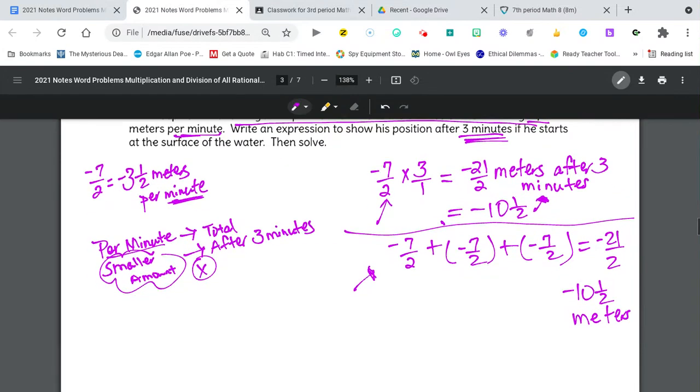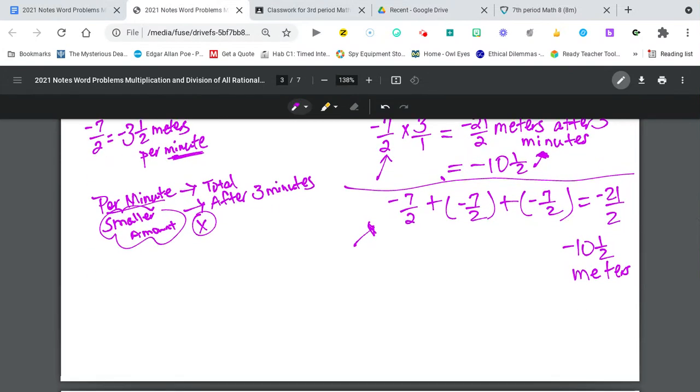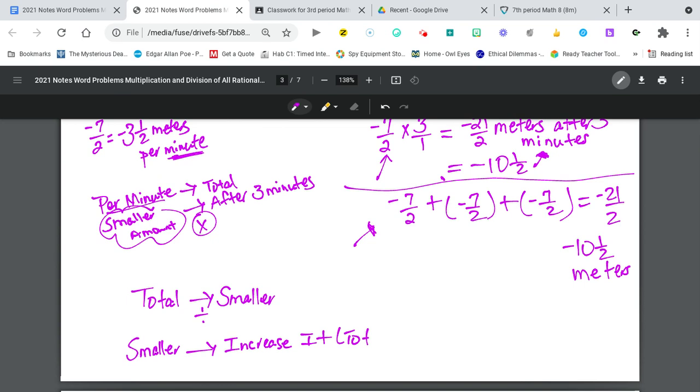But again, I want to make sure you all understand, if you have a hard time deciding whether you multiply or divide: if you are given the total amount of something and you're asked to go to a smaller amount, that's division. If you're given a smaller amount first and you're asked to increase it or go to a total, you have to multiply to increase something. You divide to make things smaller, okay?